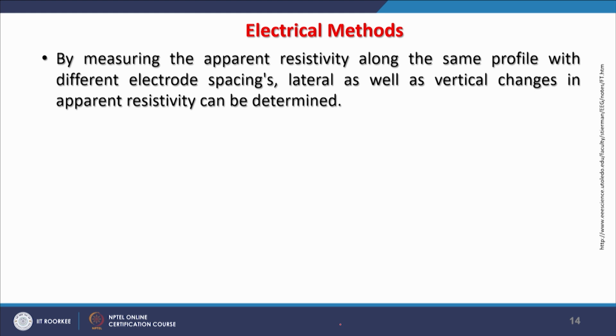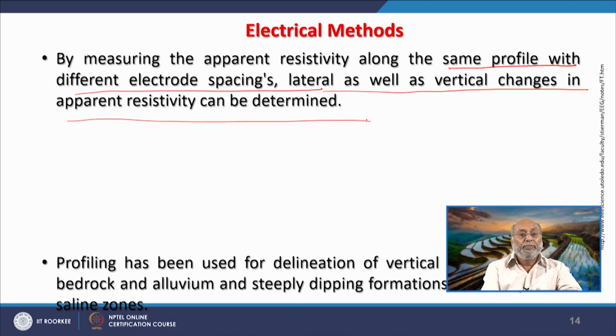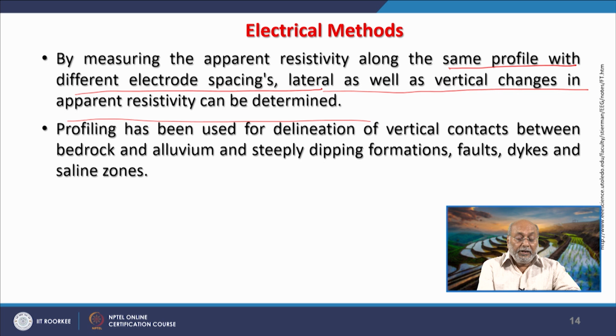So, by this we are measuring apparent resistivity along the same profile line with different electrode spacings. Lateral as well as vertical changes in apparent resistivity can be determined, and profiling in the first case has been used for delineation of vertical contact between bedrocks, or to find out the contrast in the resistivity characteristics of different formations or stratified formations, between bedrock, alluvium, steeply dipping formations, fault, dikes and saline.